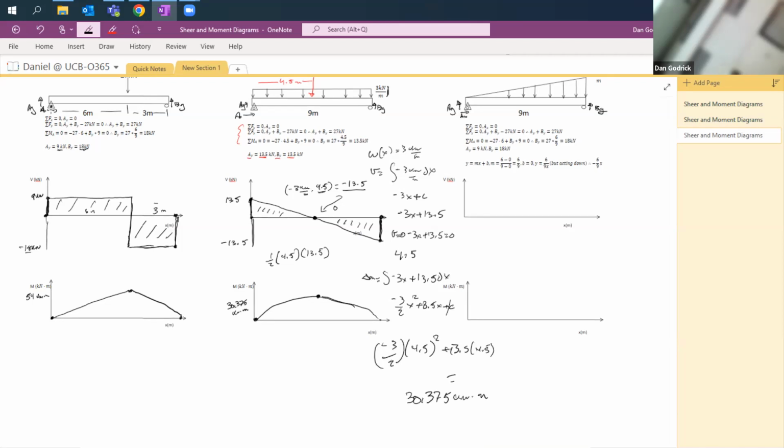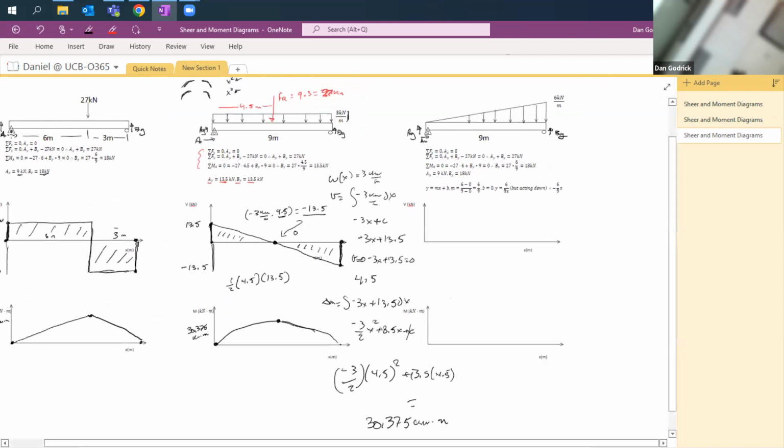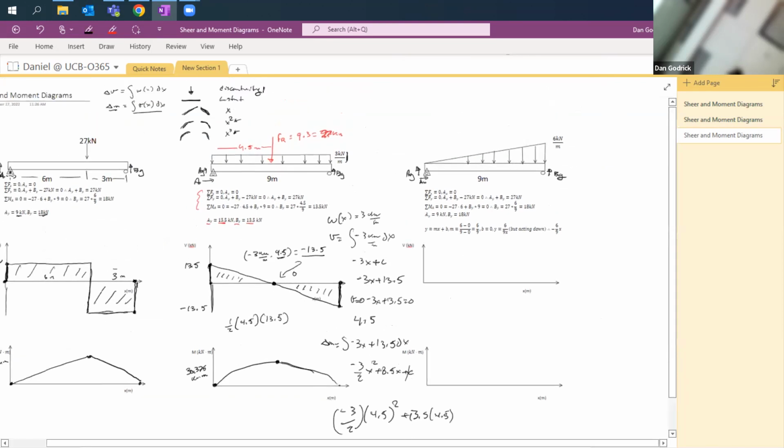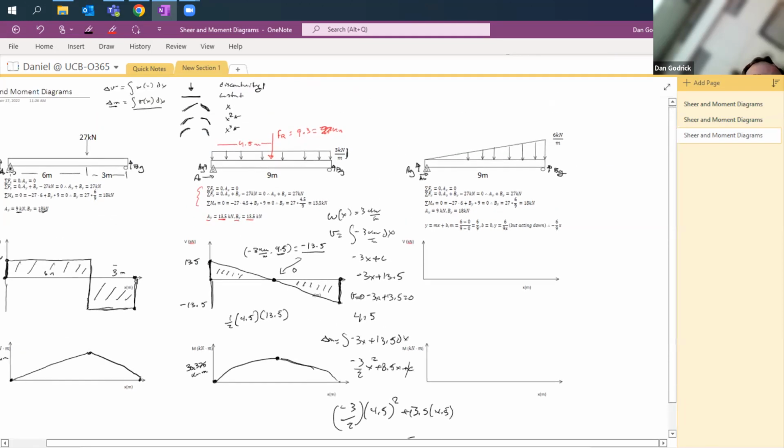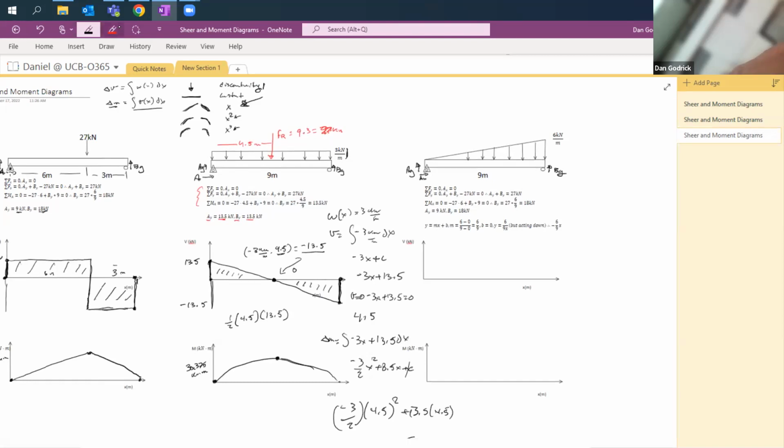All right, so now let's talk about our final example. This final example is a loading that is linear going up. So we start with our x term. All right, so how does this work? Well, again, the first thing we do is solve for our resultants. Our resultant is the area under the curve. So 6 times 9 divided by 2.